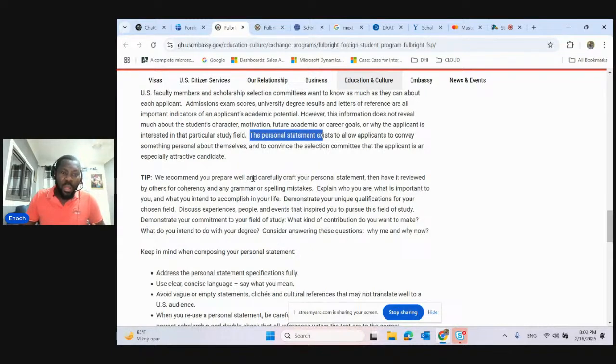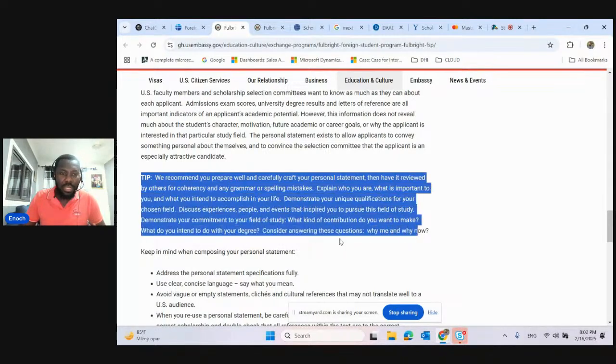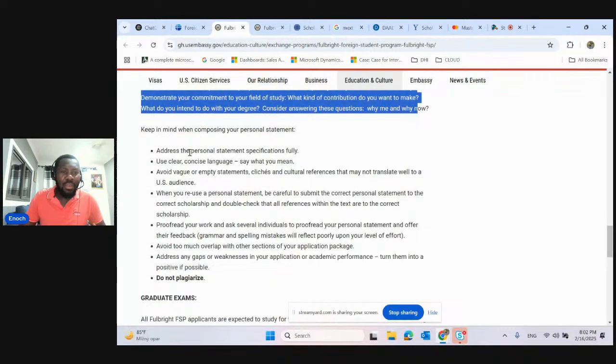We recommend you prepare well and carefully craft the personal statement, then have it reviewed. I have already said this, and it is very interesting to note. Address the personal statement specification fully. Use clear, concise language. Say what you mean. Avoid vague or empty statements, cliches, and cultural references that may not translate well to a US audience. When you reuse a personal statement, be careful to submit the correct personal statement to the correct scholarships, and double check that all references within the context are to the correct scholarship.